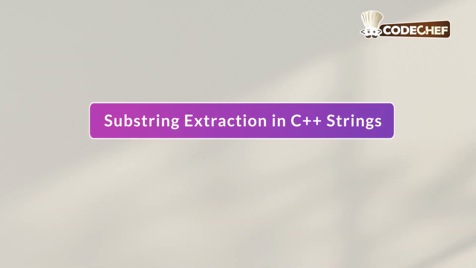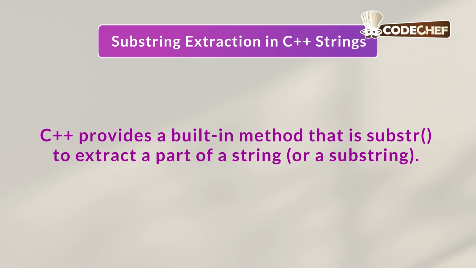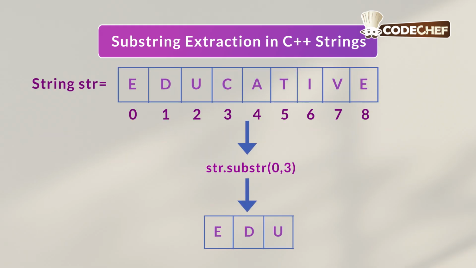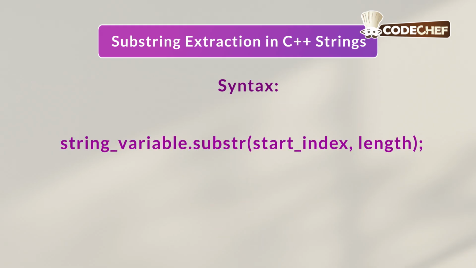Substring extraction in C++ strings. C++ provides a built-in method, substr, short for substring, to extract a part of a string. This method returns a new string starting from a specified index and continues for a specified number of characters. If you see the syntax, string variable dot substr, and inside the brackets we write start index, comma, length. That means how many characters you want to extract, and semicolon.